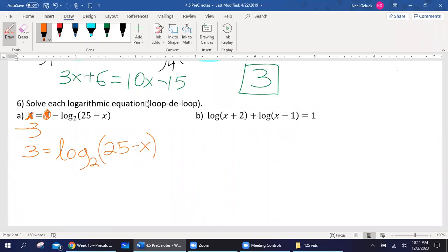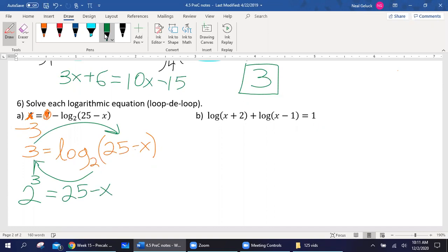Now that I've isolated the logarithm, I'm going to do loop-de-loop to convert it to an exponential. So exponentials, we convert it to logs. Logs, we're going to convert to exponentials. So I'm going to loop-de-loop this. So this means 2 to the 3rd equals 25 minus x. So 2 to the 3rd is 8. If you solve that for x, you're going to get that x is 17.